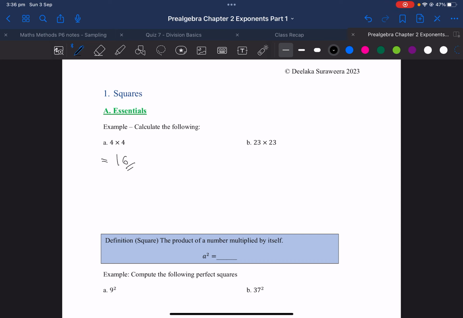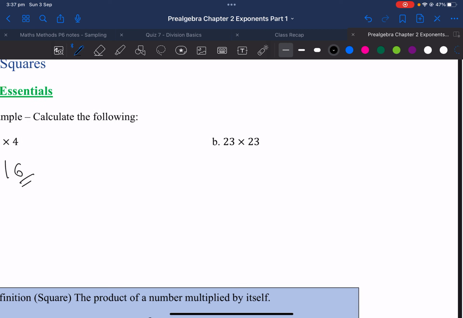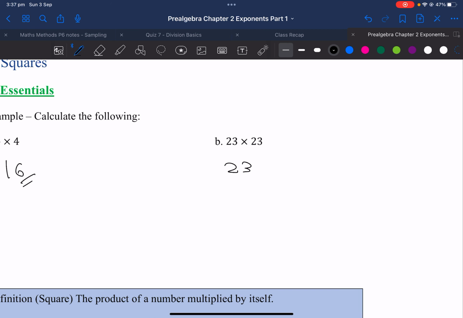23 times 3 is what? 69. Yep. You can do one by one. 3 times 3 is 9. 3 times 2 is 6, so 6, 9. And then you carry the 0. 23 times 2 is what? 2 times 3 is 6. 6 here. 2 times 2 is what? I think you made a silly mistake. 2 times 2 is 4. So it's not 2. You put 2 here.